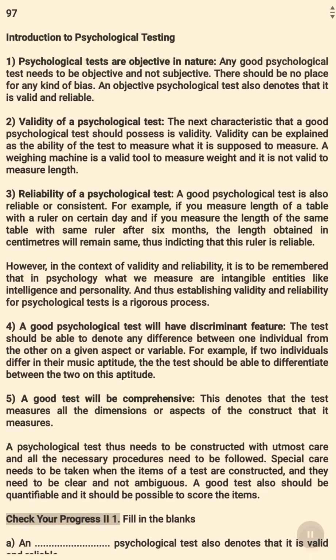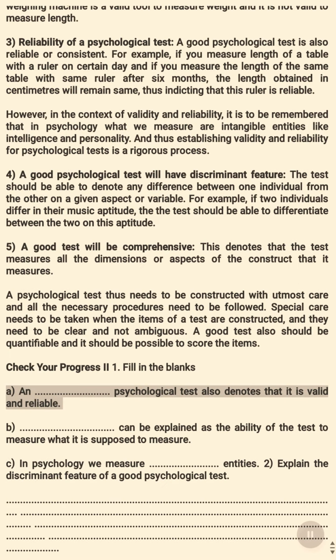Check your progress 2-1. Fill in the blanks. A. An objective psychological test also denotes that it is valid and reliable. B. Validity can be explained as the ability of the test to measure what it is supposed to measure. C. In psychology we measure intangible entities. 2. Explain the discriminant feature of a good psychological test.